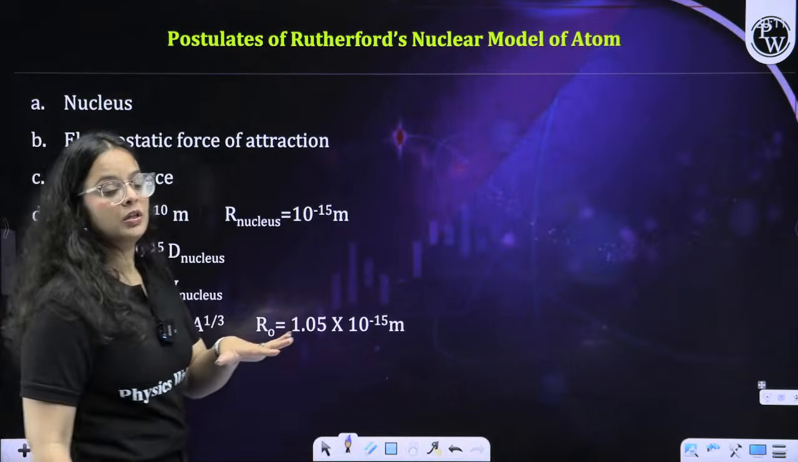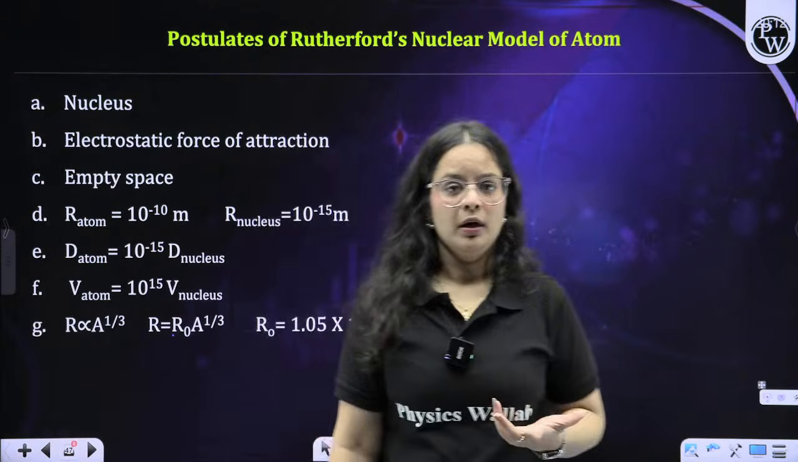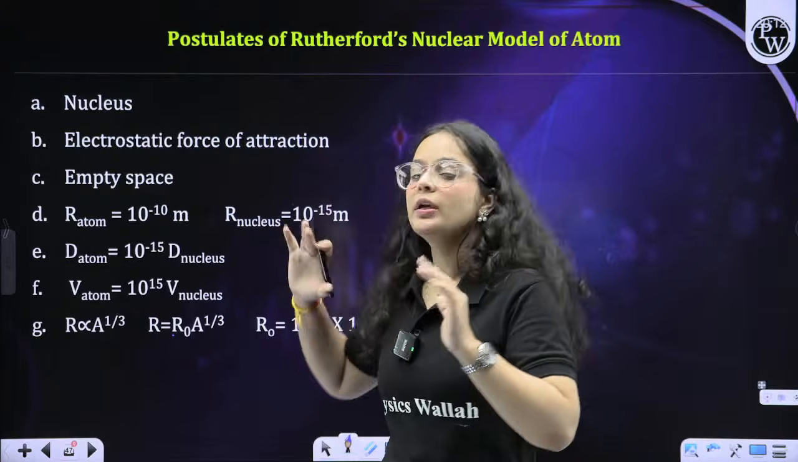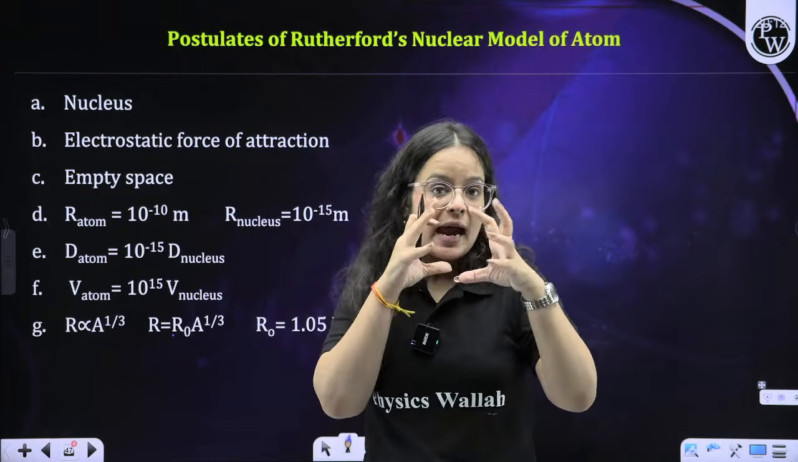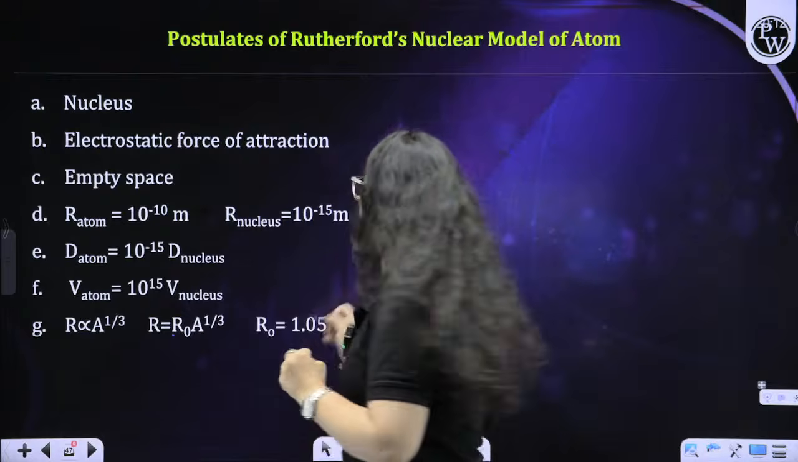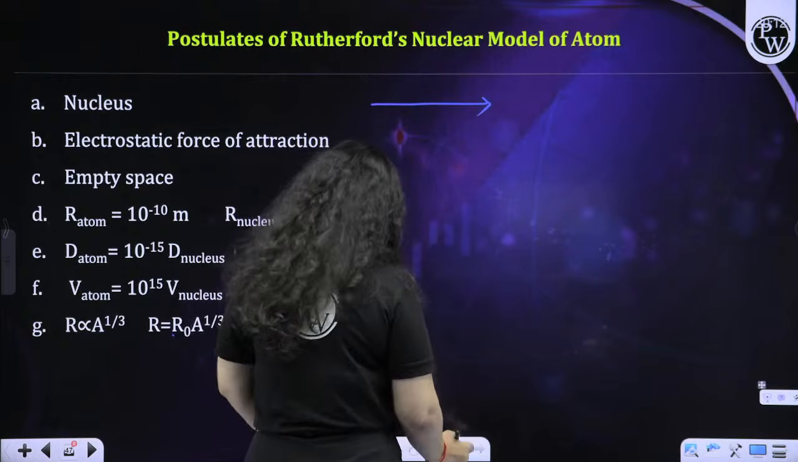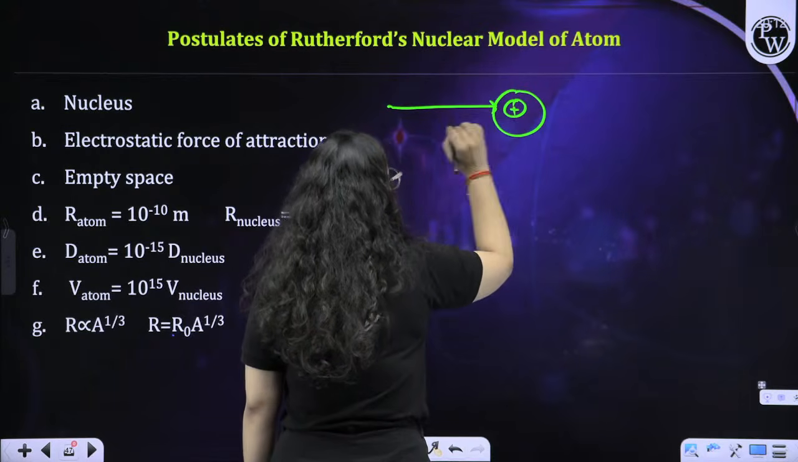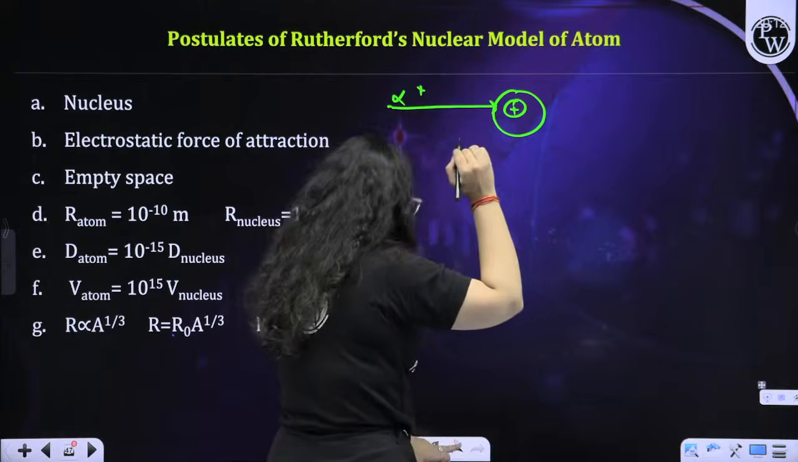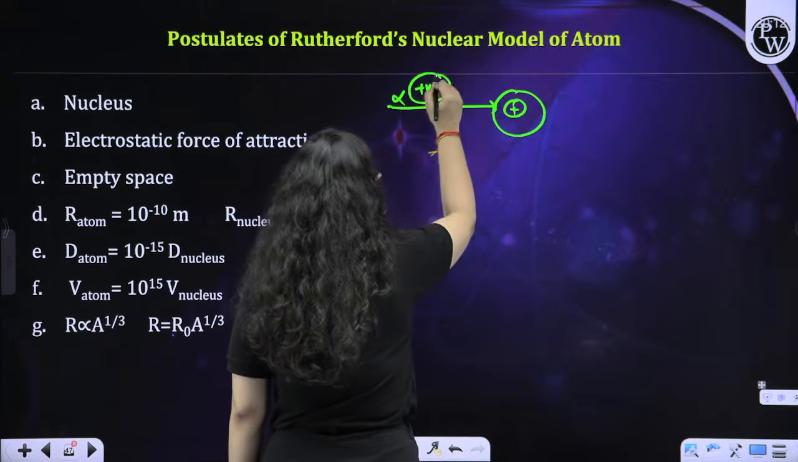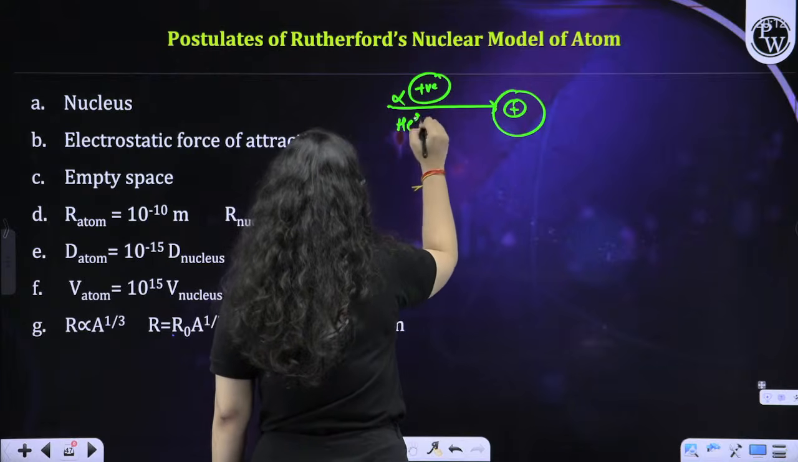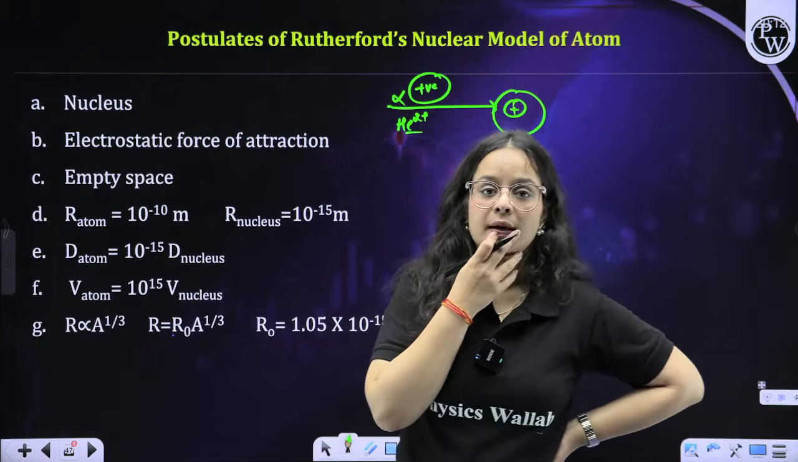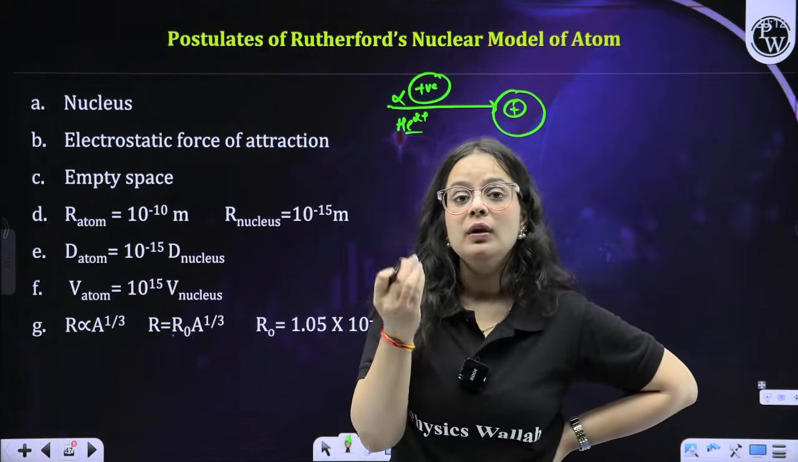But after the observations, some conclusions were drawn. Let us discuss them. The first conclusion was the discovery of the nucleus, that something is present at the central portion of an atom. Alpha particles themselves carry a positive charge, because they are basically helium 2 positive nuclei. So if alpha particles carry a positive charge, how does the nucleus carry a positive charge?